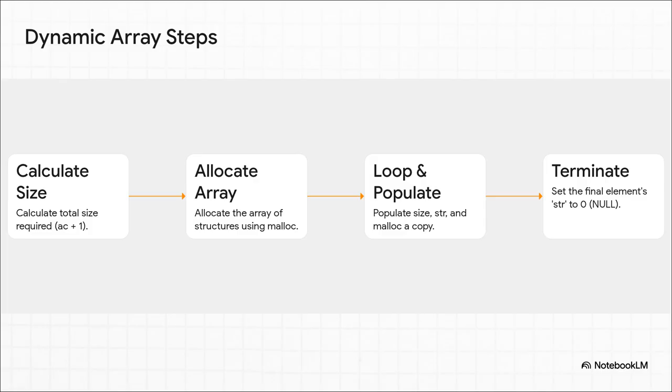Step 1, you calculate the total size required for the main array, which is your argument count plus 1. Step 2, you allocate that array of structures using malloc. Step 3, you loop through the arguments to populate the size, the original string pointer, and malloc the copy. And finally, step 4, which is absolutely critical, you set the very last element's str field to 0, which is null. This step definitively terminates the array.